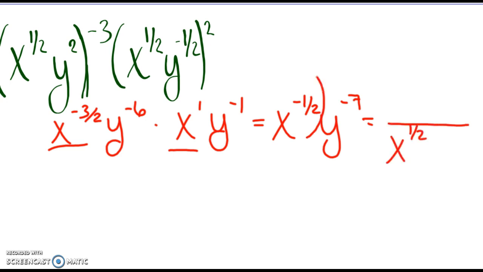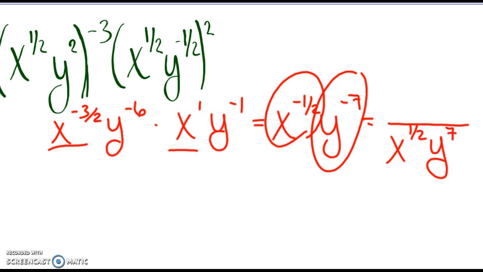X to the 1/2 is negative, so it goes to the denominator. The second power is also negative. It goes to the denominator. I need a placeholder of 1 in the numerator.